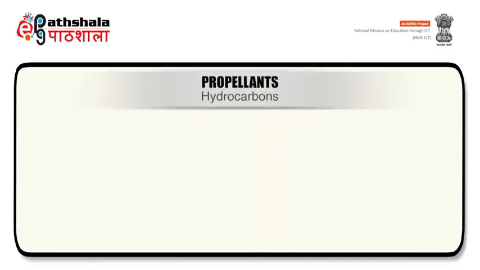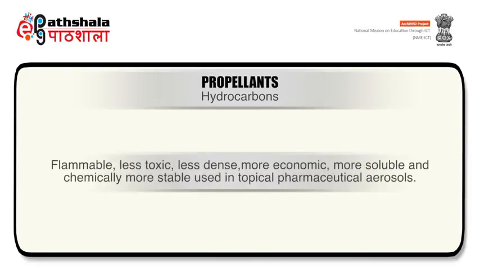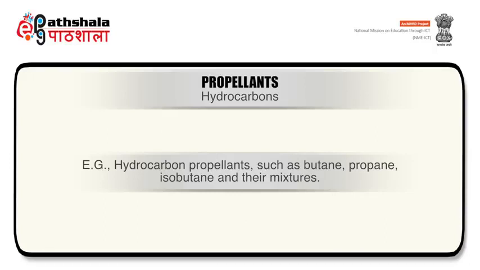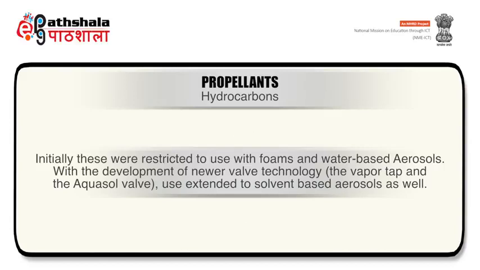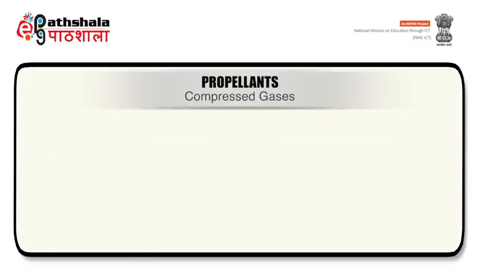The next type of propellants used are hydrocarbons. These are flammable, less toxic, less dense, more economic, more soluble and chemically more stable and are used in topical pharmaceutical aerosols. Examples include butane, propane, isobutane and their mixtures. Initially, hydrocarbons were restricted to use with foams and water-based aerosols. With the development of newer valve technology, their use has been extended to solvent-based aerosols as well. Now we shall discuss compressed gases.